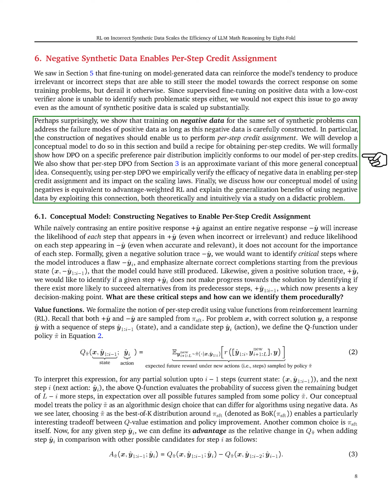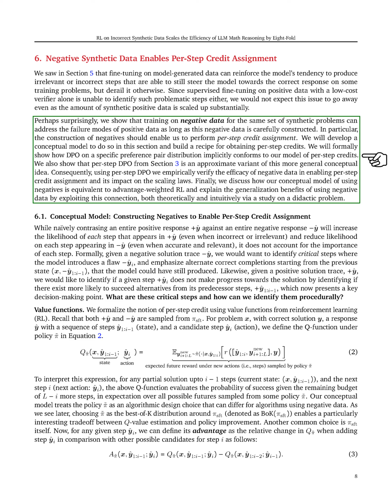Surprisingly, we discovered that training the model on carefully crafted negative data for the same set of synthetic problems can help address the issues seen with positive data. The key is to construct the negative data in a way that allows us to assign credit to each step of the model's decision-making process. We will introduce a conceptual model in this section to explain how to assign credit to each step accurately.